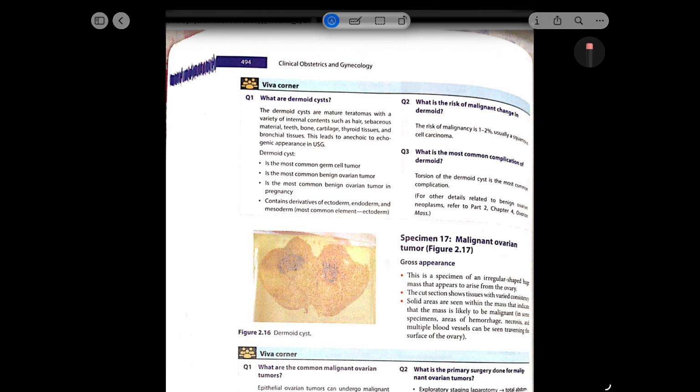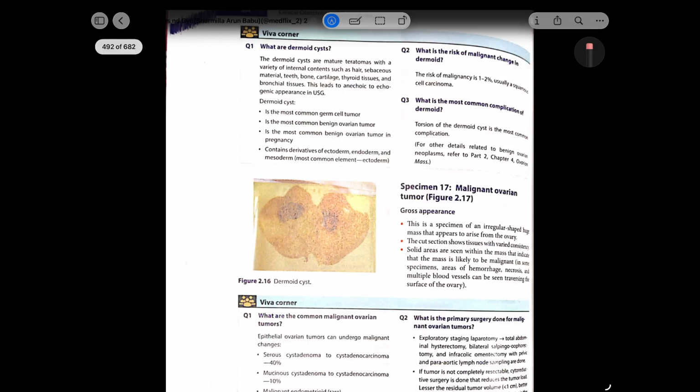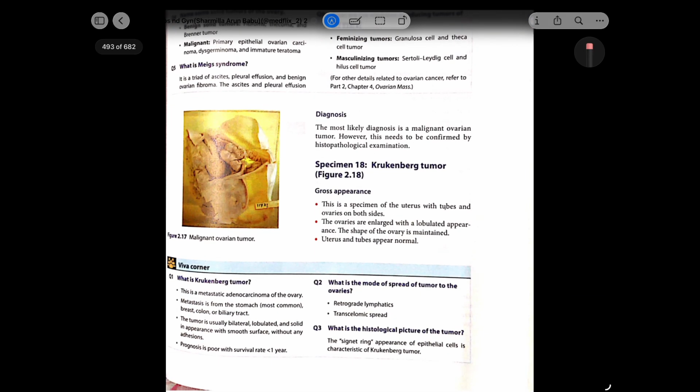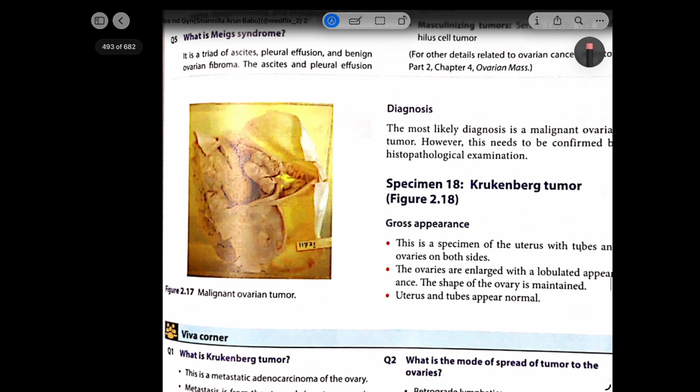So what is the risk of malignant change in dermoid? The risk of malignancy is 1 to 2%, usually squamous cell carcinoma. What is the most common complication of dermoid? Torsion of dermoid cyst is the most common complication. Let's move on to the next specimen. This is how it looks.